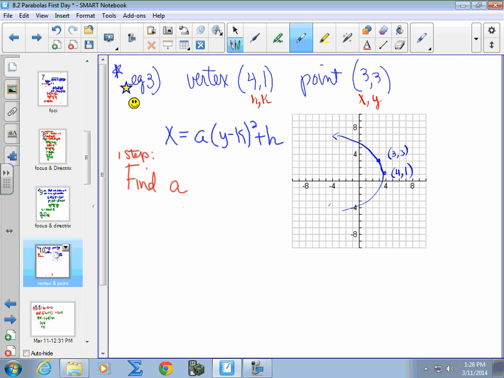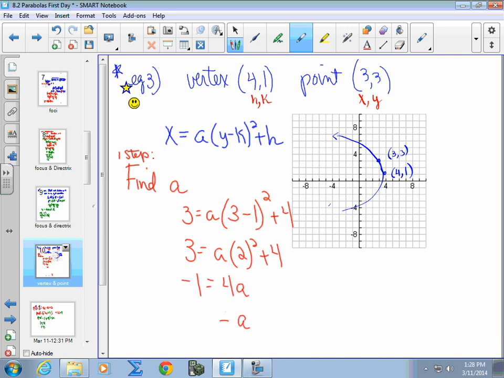So we have 3 is equal to A times 3 minus 1 squared plus 4. So we have 3 is equal to A times 2 squared plus 4. So we have negative 1 is equal to 4A. So A is equal to negative 1/4.